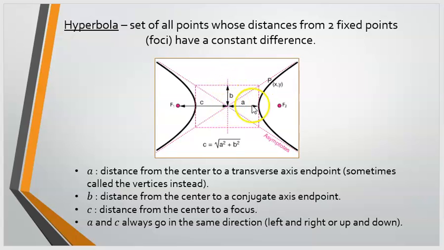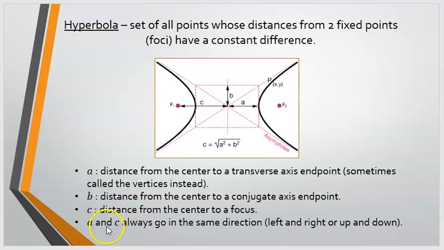So these could flip whether they're going up and down or left and right. So B will be the distance towards the edge of the box that does not touch the edge of the hyperbola. C is still the distance from the center to the focus. The big difference on the hyperbola compared to an ellipse: for an ellipse, the endpoints, the vertices, were on the outsides and the foci were on the inside. This time we've flipped them. This time the focus is farther away than the points on the A distance.